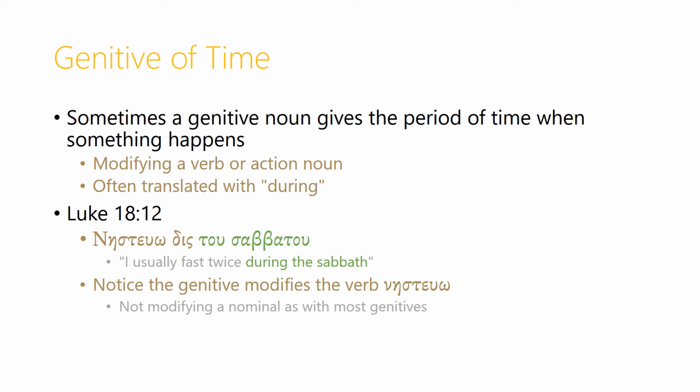One other thing to mention when we're talking about time is a use of the genitive case that we call the genitive of time. Sometimes a genitive noun gives the period of time when something happens. And in this case, it can modify actually a verb or an action noun, and it's often translated with during or maybe when. In Luke 18:12, for example, we read, nesteuo dis tou sabbatou. That means I usually fast, nesteuo, twice, dis, tou sabbatou, during the Sabbath. And notice here again that the genitive, tou sabbatou, modifies the verb nesteuo.